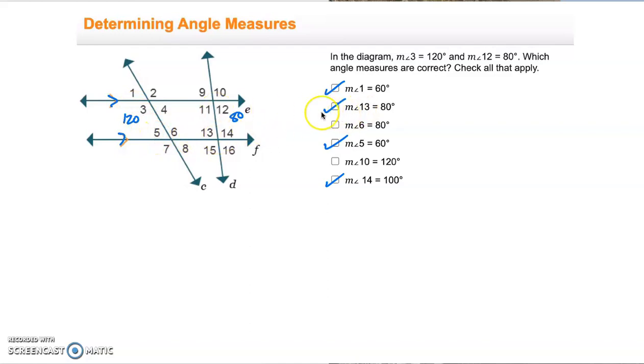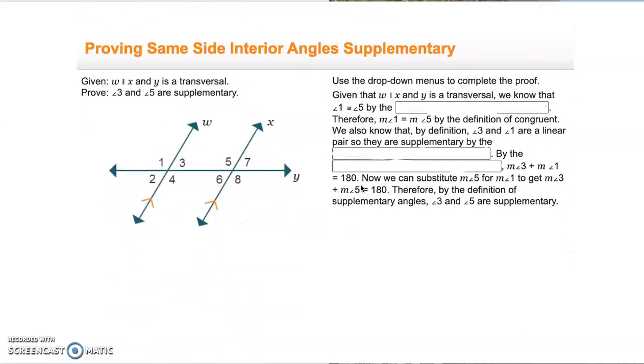Now let's look at this next one. Measure of angle 13, opposite alternate interior, so that's 80 degrees, is correct. Measure of angle 10 is a supplementary angle. 120 plus 80 does not equal 180, but 12 and 14 are also supplementary, and that equals 100. So hopefully you could follow through that reasoning.